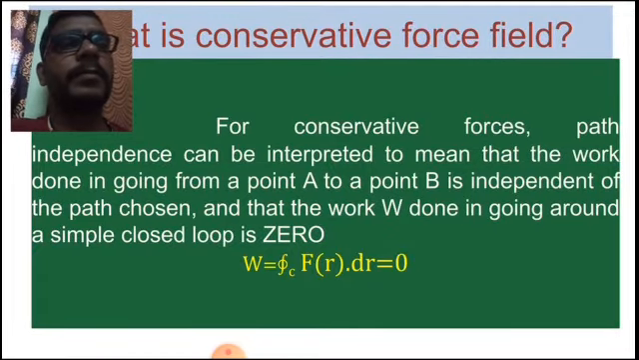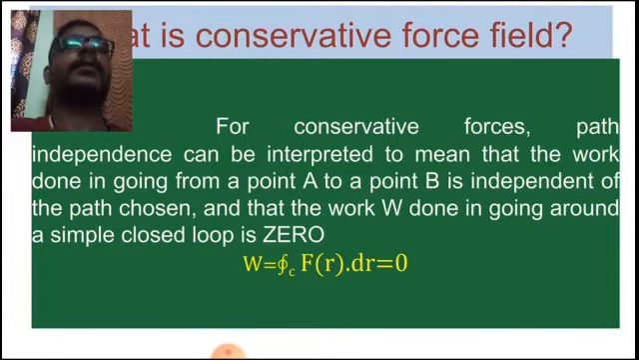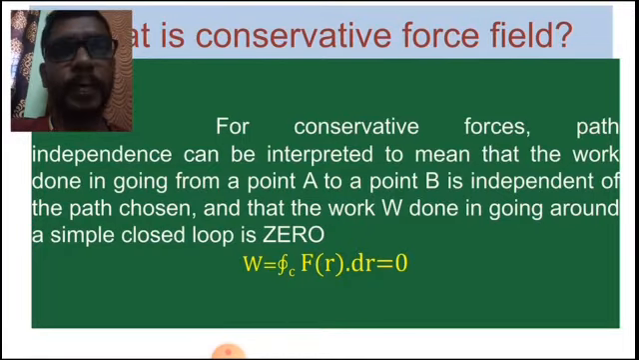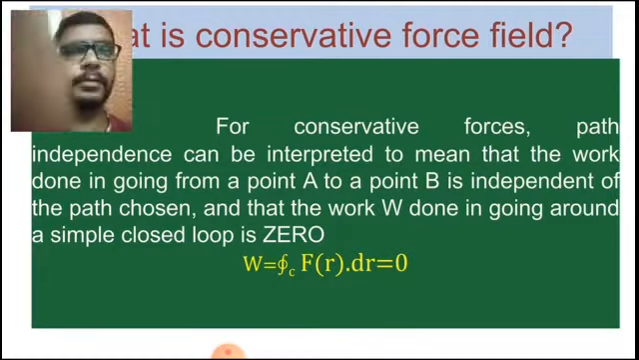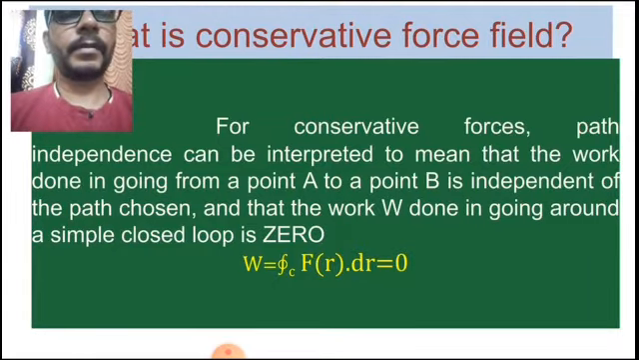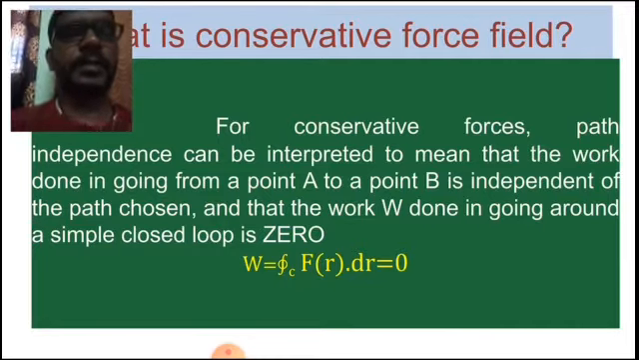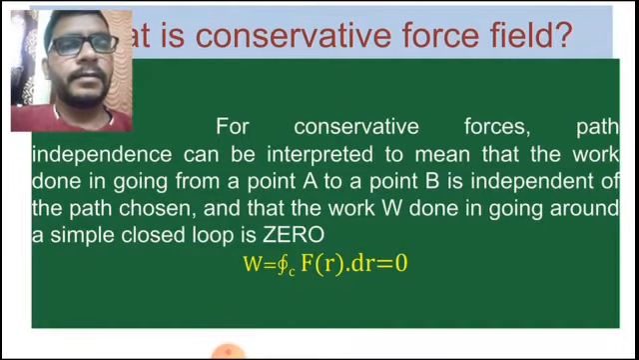What is conservative force? For conservative forces, path independence can be interpreted to mean that the work done in going from a point A to point B is independent of the path chosen, and the work W done in going around a simple closed loop is 0. That can be mathematically written as W is equal to closed integral F of r dot dr equal to 0.